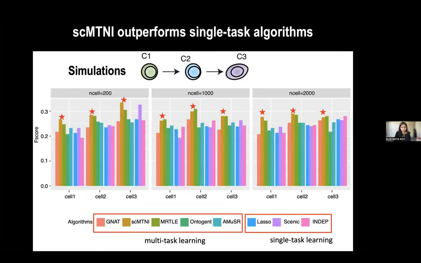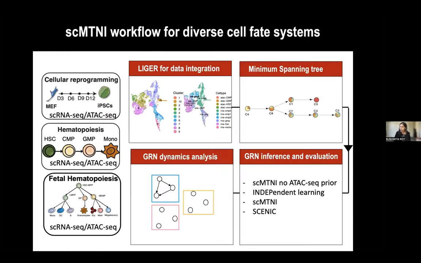Just wanted to show you again, we do simulations, and on simulations, we compare different multitask learning methods as well as single task learning methods. And we find that multitask learning definitely has an advantage when there is this relatedness across different cell types. It's almost 4 o'clock, but I'll try to tell you quickly about what we are learning by applying this method.